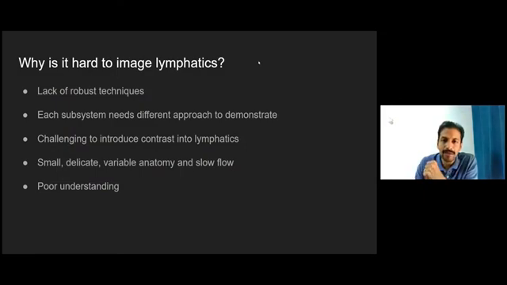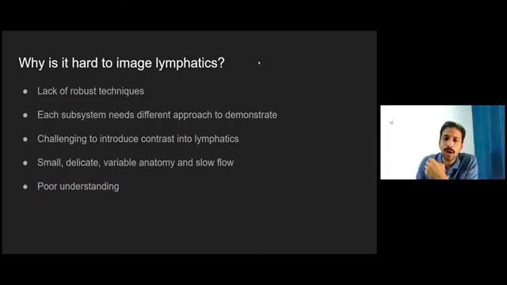Okay, so why is it hard to image lymphatics? The reason is there is a lack of robust techniques like we have in the evaluation of venous and arterial structures. Each of these subsystems needs a different approach to demonstrate them. For example, just now we talked about the retroperitoneal lymphatics and the systemic chyli, which can be opacified by putting a needle in the lymph node in the inguinal region, or putting a needle in the web space intradermally, injecting contrast into those areas. We can opacify those. Whereas the liver and the intestinal lymphatics, or mesenteric lymphatics, will not get opacified in those approaches. We need specialist approaches to opacify those structures.